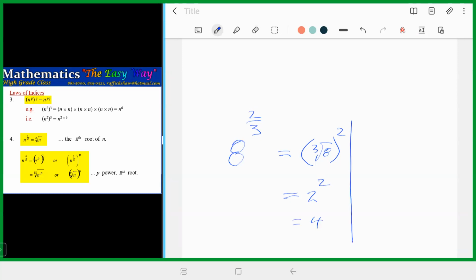You could do it the other way around. You could raise it to the power first and write it as the cube root of 8 squared. The 8 squared is 64. So it becomes the cube root of 64. And the cube root of 64 is still 4. Right? So you could have gone that way as well. All right. Let's continue.